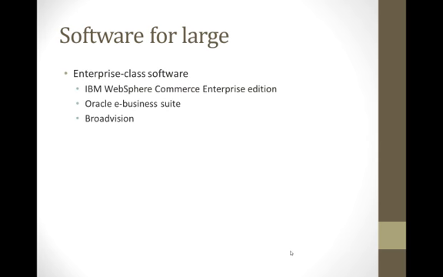And then at the very large scale, we have the enterprise class software like IBM WebSphere Commerce Enterprise Edition, Oracle e-Business Suite, and BroadVision. Okay. And again, these are ones that deal with multiple different product lines. If you go to like HP, they have a website where you can buy computers from them, right? But they also have to be able to integrate that with all of their other systems throughout the entire company.